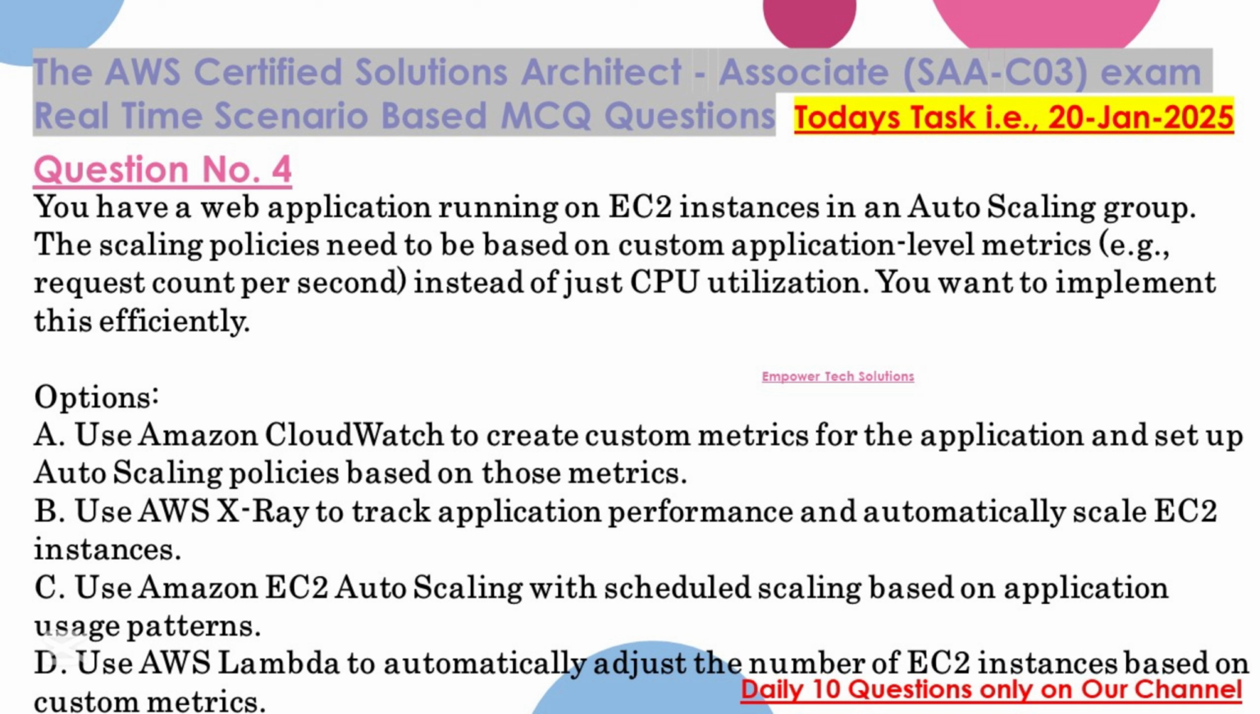Options: A. Use Amazon CloudWatch to create custom metrics for the application and set up auto-scaling policies based on those metrics. B. Use AWS X-Ray to track application performance and automatically scale EC2 instances. C. Use Amazon EC2 auto-scaling with scheduled scaling based on application usage patterns. D. Use AWS Lambda to automatically adjust the number of EC2 instances based on custom metrics.